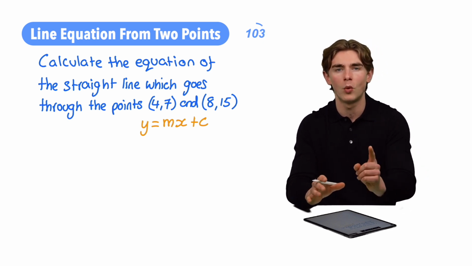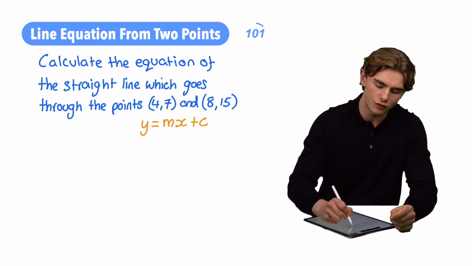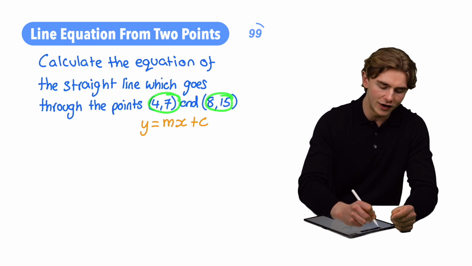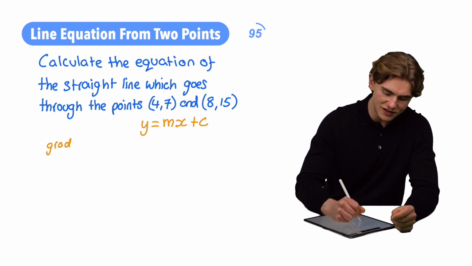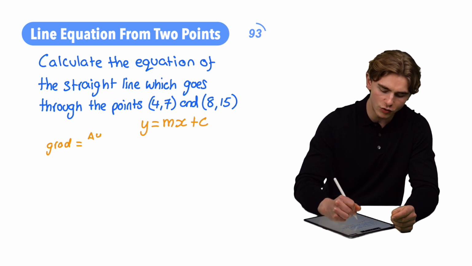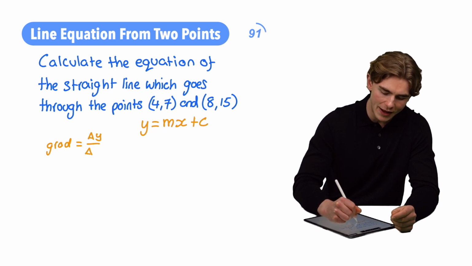What are we going to do? Step number one, we're going to use those two coordinates to find the gradient of the line. How are we going to do it? We're going to use the fact that our gradient is equal to our change in y between those two coordinates divided by our change in x.